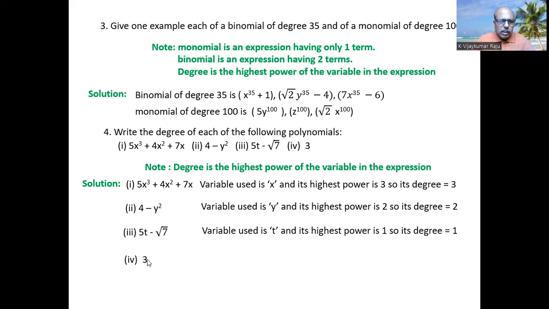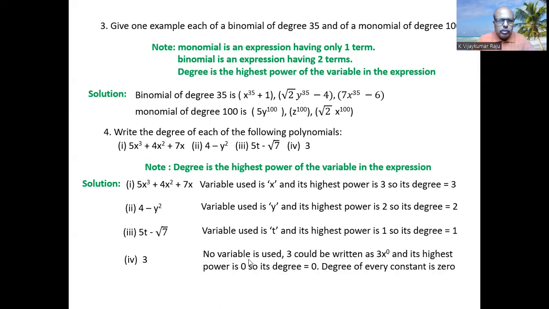Now, this particular number is a pure number. It does not have a variable. If it does not have a variable, its degree is 0. No variable is used. So 3 could also be written as 3x raised to 0, because x raised to 0 is 1. Exponential laws tell you so. So 1 into 3 is 3 only, and its highest power is 0. So the degree is 0.